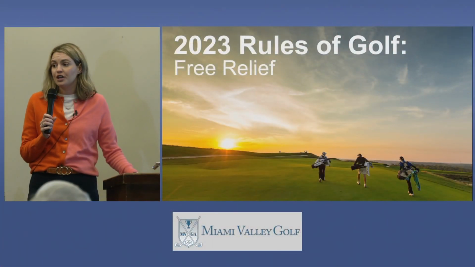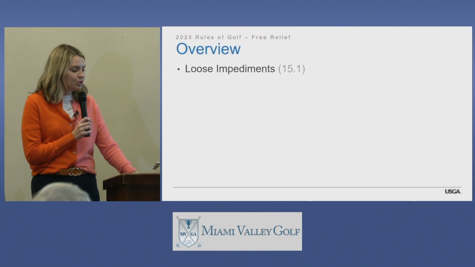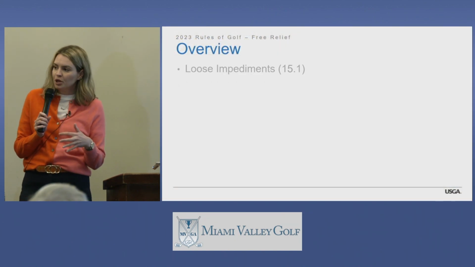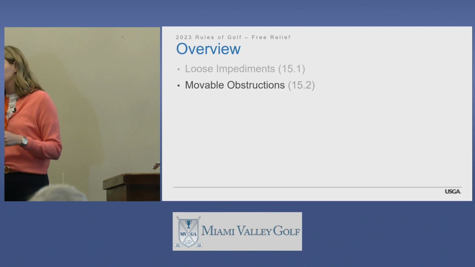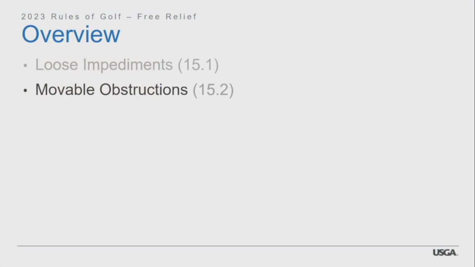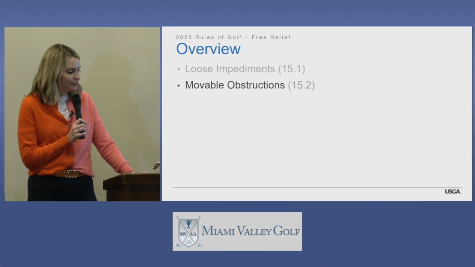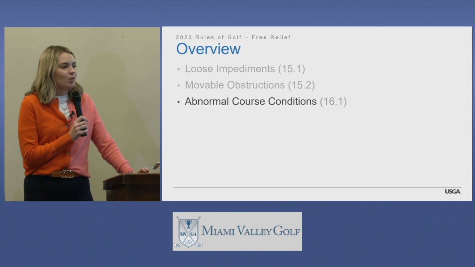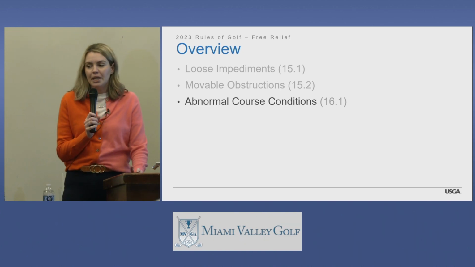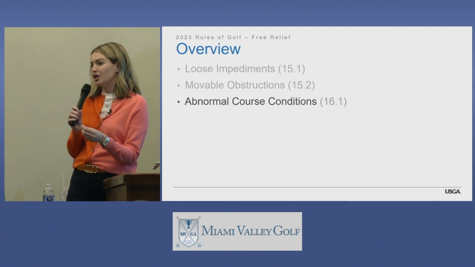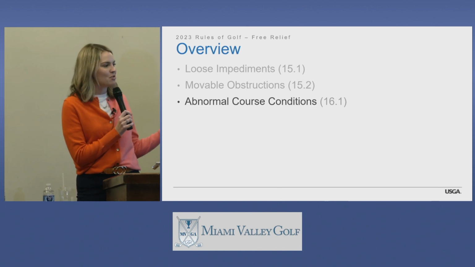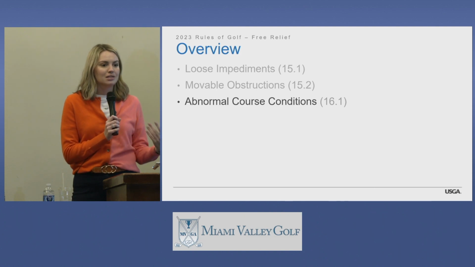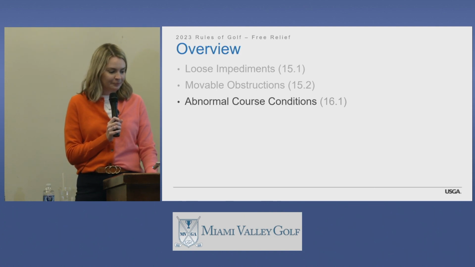So as it relates to free relief, we're going to talk about these loose impediments that we have, movable obstructions. We'll see that the relief process for loose impediments and movable obstructions is really similar. A couple differences that we'll want to note, especially as it relates to the potential for a penalty for causing the ball to move. Then we have abnormal course conditions. These are things that, unlike loose impediments and movable obstructions, we can't just lift these things out of our way. We're going to have to take the ball somewhere else and play it from there.